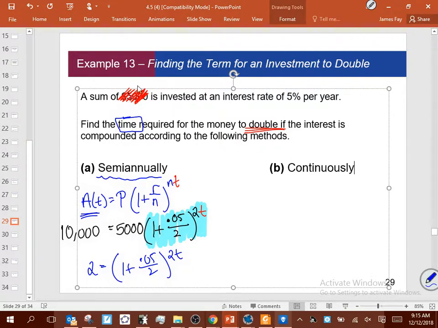So, no matter what my initial investment's going to be, I want to double it. I'm going to divide by that 5,000, and that's always going to become 2. If this was 6,000, I want to double it. It's going to be 12,000 on here, and that quotient's always going to be 2, right? So now, how do I address that t? How do I get that t out of the exponent?